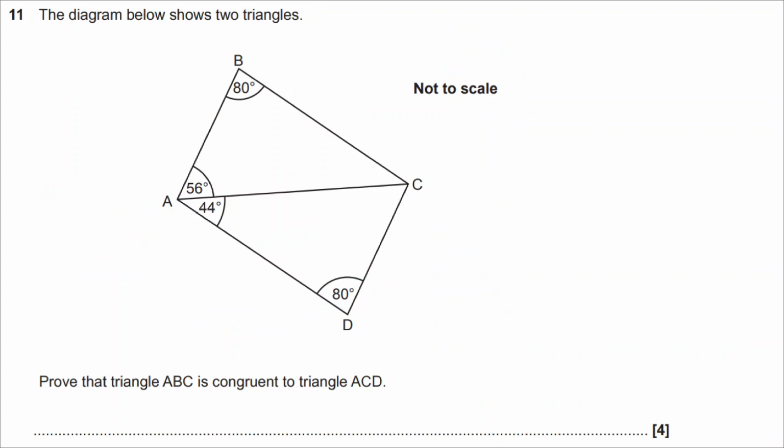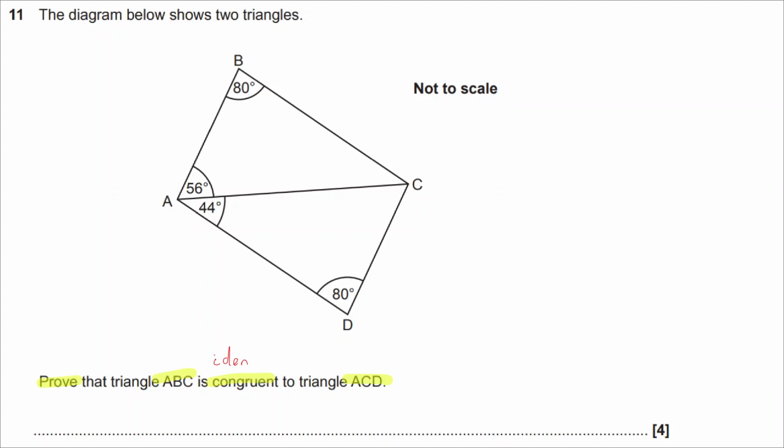Good. Question number 11. We've got this. The diagram below shows 2 triangles: triangle ABC and triangle ACD. Prove that triangle ABC is congruent to ACD. Now, congruent means that the triangles are identical.